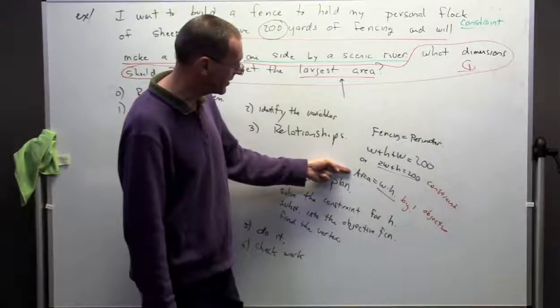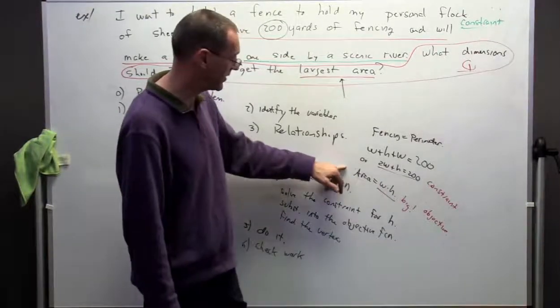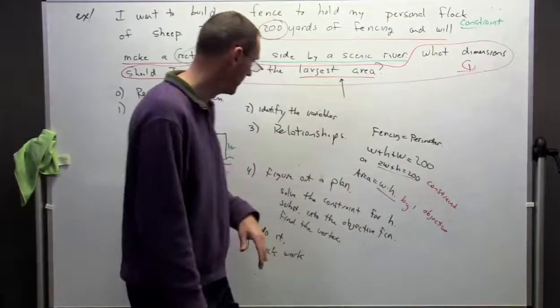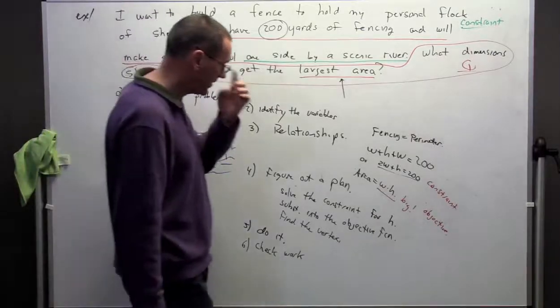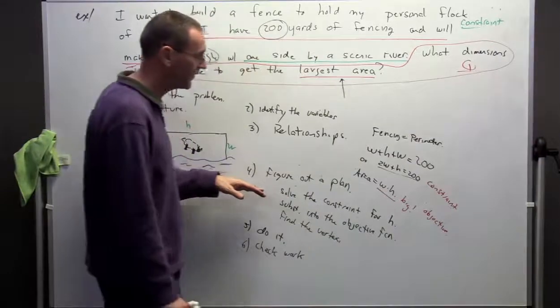The other thing is the objective function, the area. This is the thing I want to either maximize or minimize. In this case, I want this to be as big as possible. And notice I'm still not jumping in and trying to figure this out. There's still too much going on. So I got to figure out my plan.